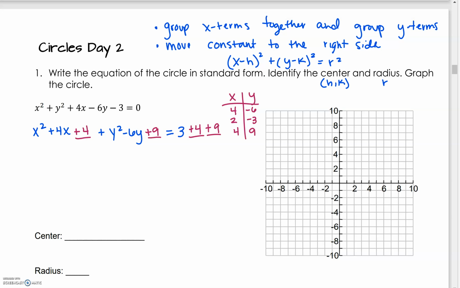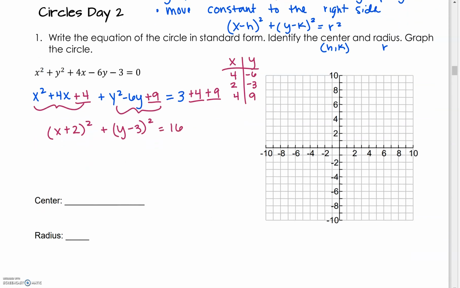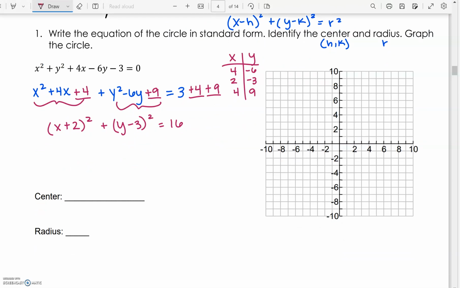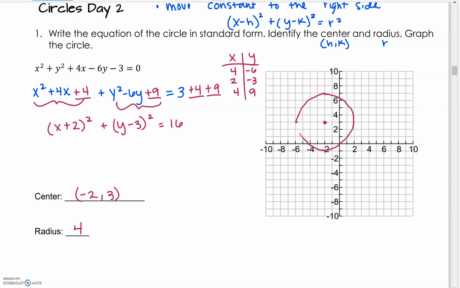So now what we have is this can go ahead and be factored as an x plus 2 squared. This can go ahead and be factored as a y minus 3 squared. And then we add up our 3, 4, and 9 to get 16. So now it's in our circle form that we are used to seeing. And so we know our center's at (-2, 3). And then we square root this 16 to get 4 for the radius. So it would be at (-2, 3), and going out 1, 2, 3, 4 in all directions. And there it is.